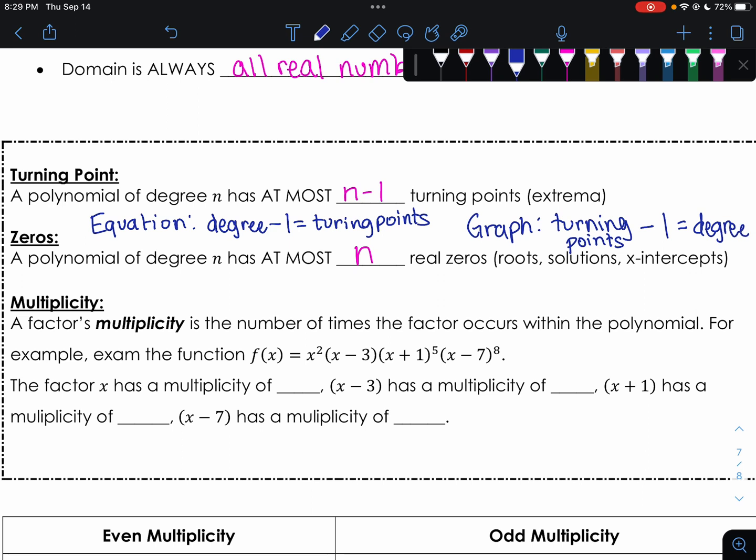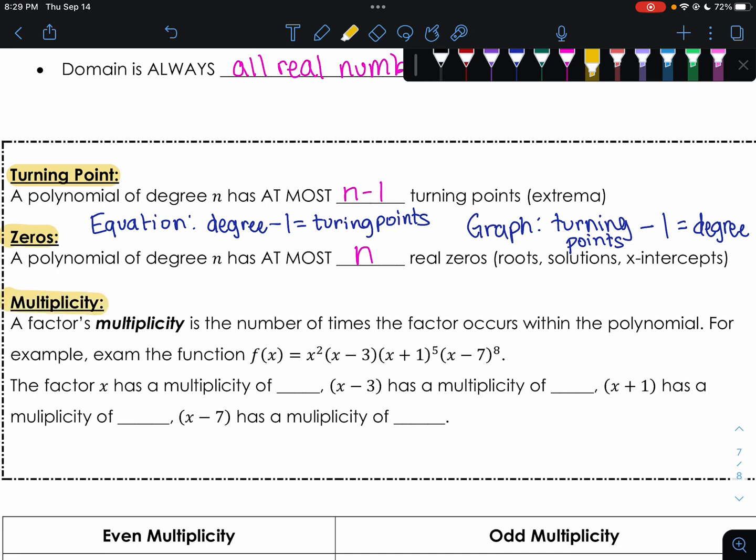Okay, then we have our zeros. So our zeros say that a polynomial function of degree n has at most n zeros. Basically what this means is if my degree is 10, I cannot have more than 10 zeros. That's the most I can have. I can have less, but I can't have more. Another name for zeros is roots, solutions, and x-intercepts.